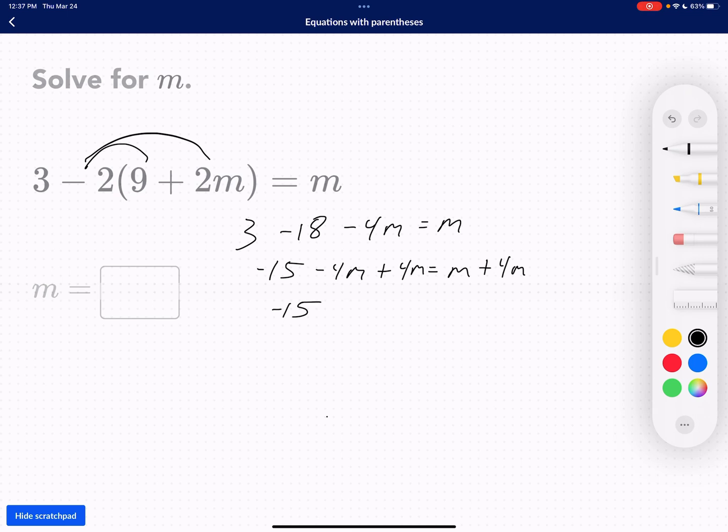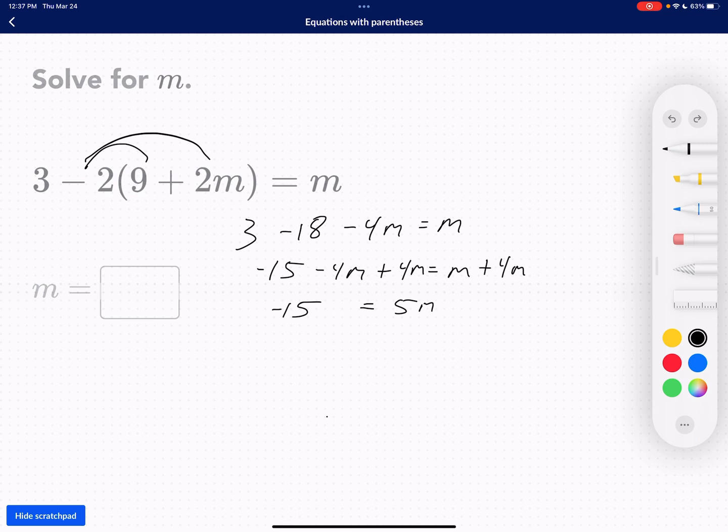And then the -4m plus 4m is 0 when they combine. On the right side, I have m plus 4m is 5m. Students often forget that this invisible 1 out front of the m is there if it's not written. You have an m, and you're adding 4m. You have 5m at the end of it. All right, now let's undo the operation that is currently there on my m. I want m by itself.